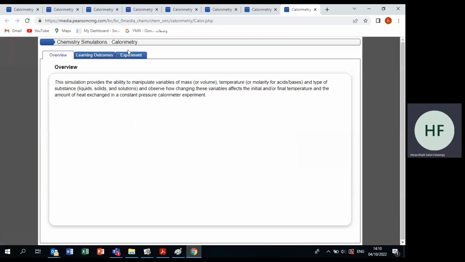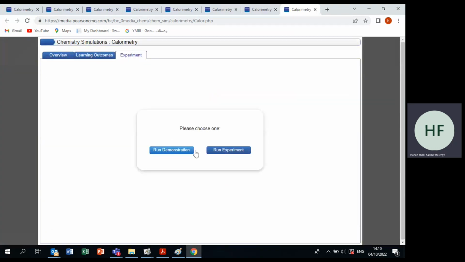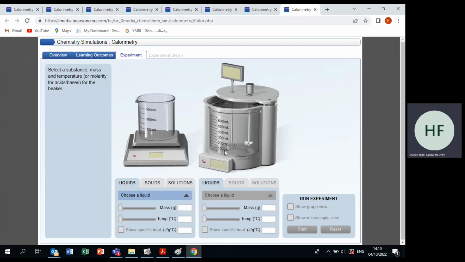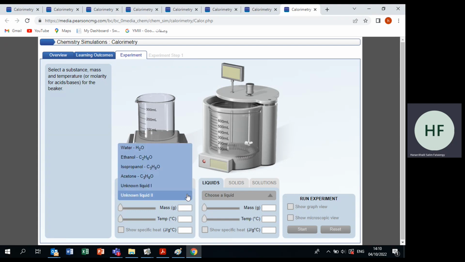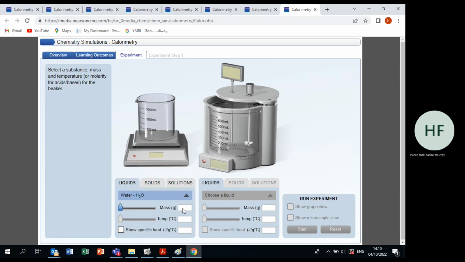So whenever you press on this experiment, calorimetry, you do experiment and you press on run experiment. Now let's do one experiment. For example, if I want to do an acid-base experiment, I will choose from here liquid. Let's say water here. How much is the mass of water? Okay, let's make it a solution.